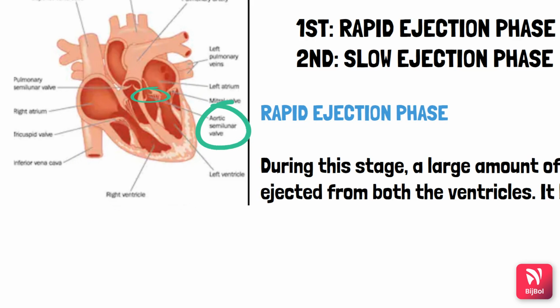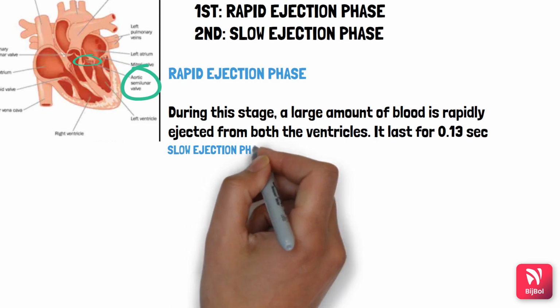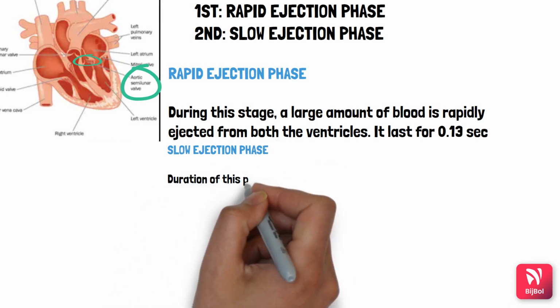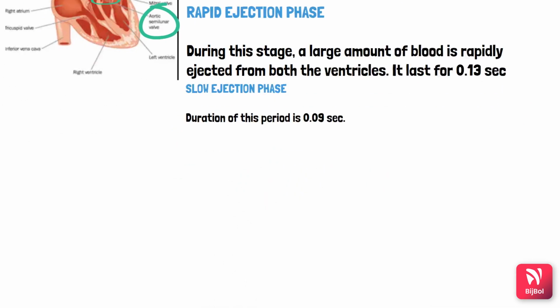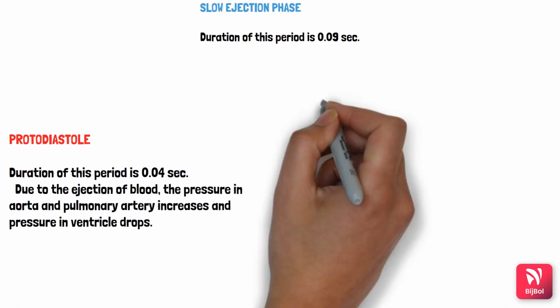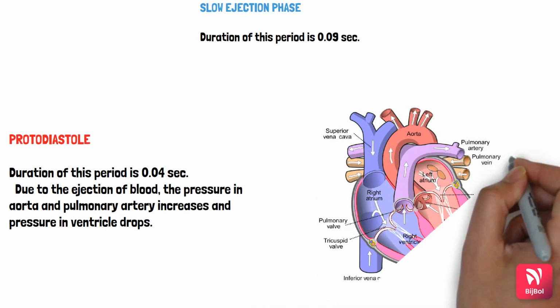Now moving on to the second stage, which is the slow ejection period. During this stage, the blood is ejected slowly with much less force and the duration of this period is 0.09 seconds. The next stage is protodiastole. It is the first stage of ventricular diastole, hence the name protodiastole.